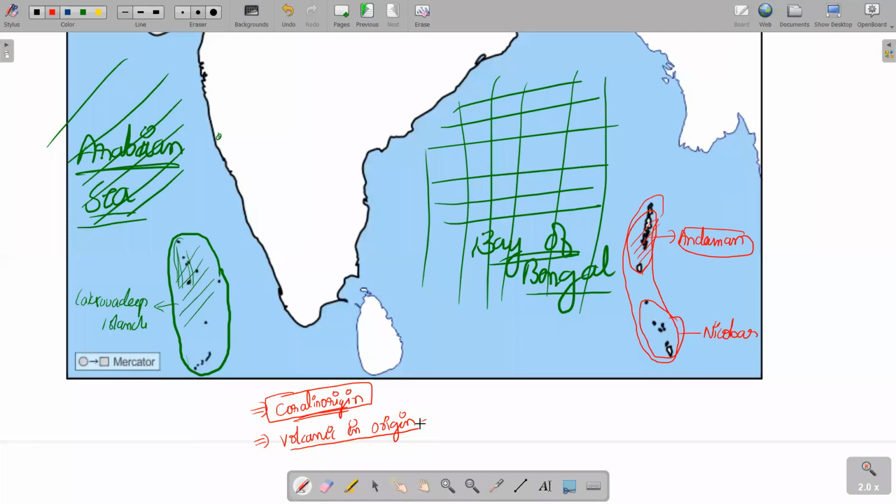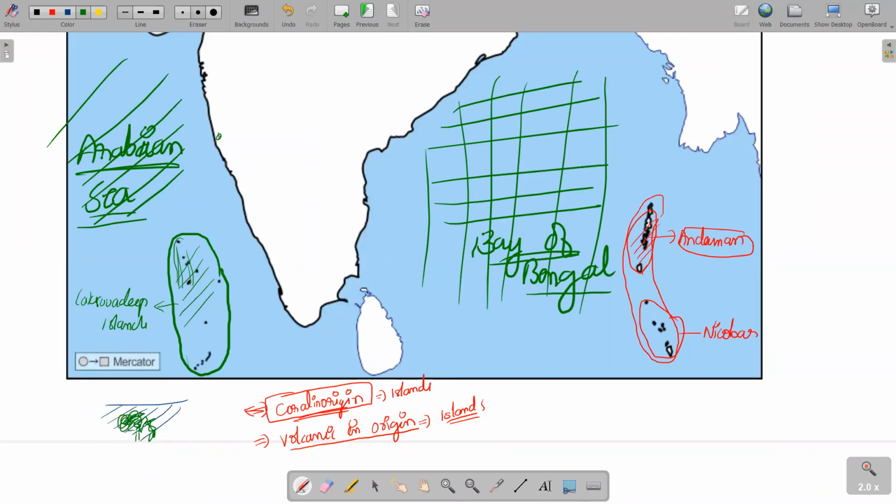Volcanic origin means these are the islands formed because of the volcanoes. Whatever islands are formed because of volcanoes are called volcanic islands. And then whatever islands are formed because of the corals. Now you may ask me, sir, what are corals? Corals are things which can be found in the water. In the water, certain plant species will be there.